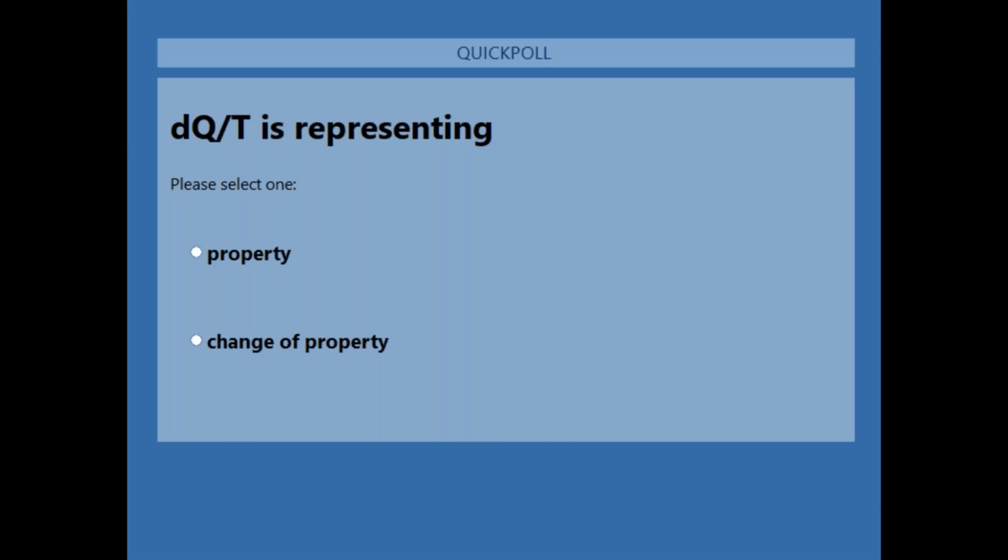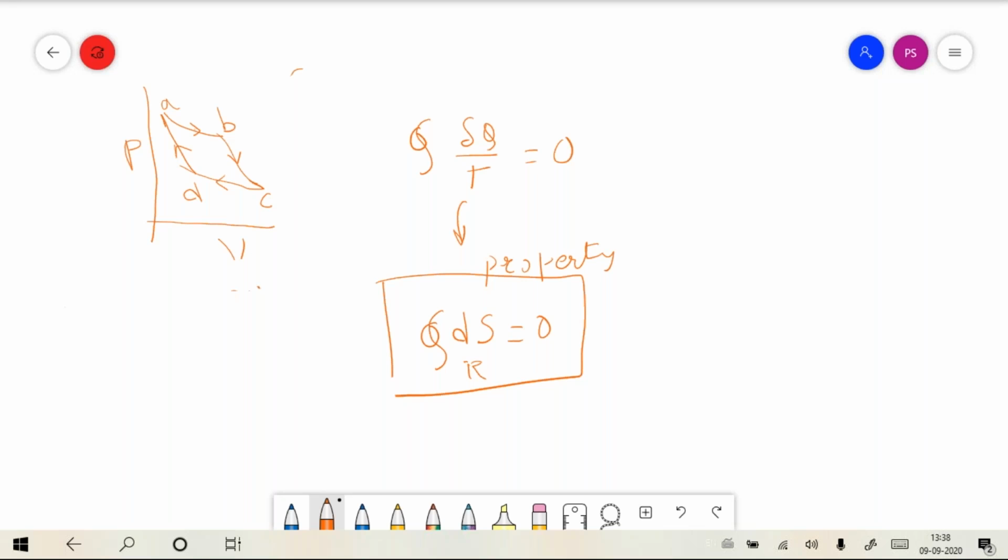Now let me go to the next part. So the answer is that the integral of del Q by T is going to represent a change in property.